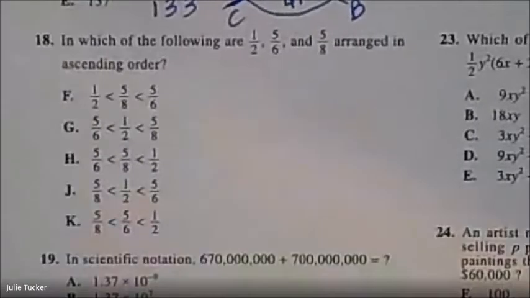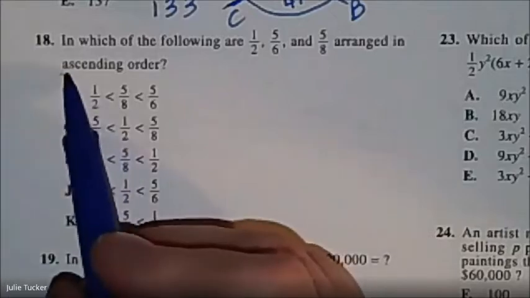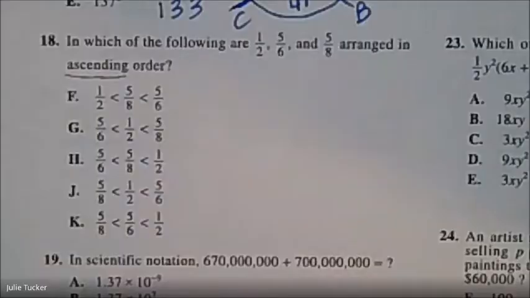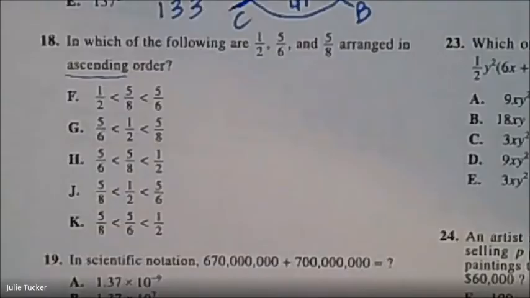Okay, number 18. In which of the following are 1/2, 5/6, and 5/8 arranged in ascending order? Do you know what this word ascending means? It means least to greatest. It means they're getting bigger. So which one has the smallest number coming first? Good job.